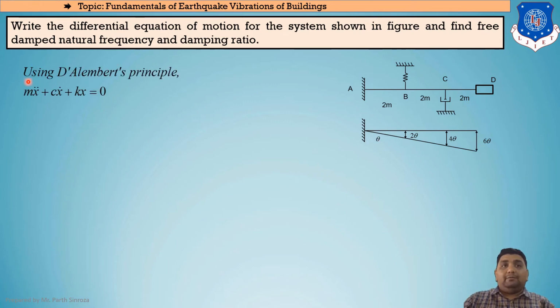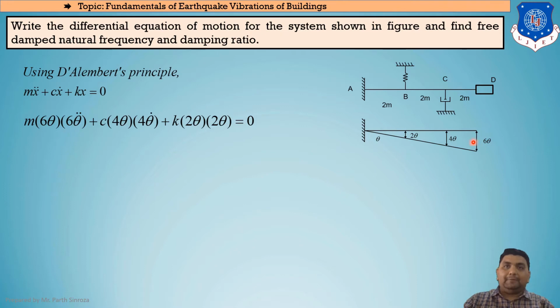So solving it, first using the D'Alembert principle, as we are talking about free vibration, because it has been asked to find the free damped, so it will be free vibration. So m x double dot plus c x dot plus k x is equal to f of t, but as it is a free vibration, f of t will be equal to 0. So solving it, the inertia force here at D will be 6 theta into 6 theta double dot.